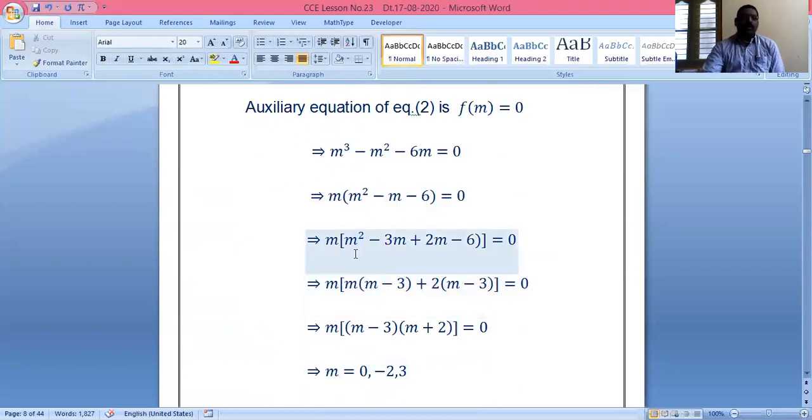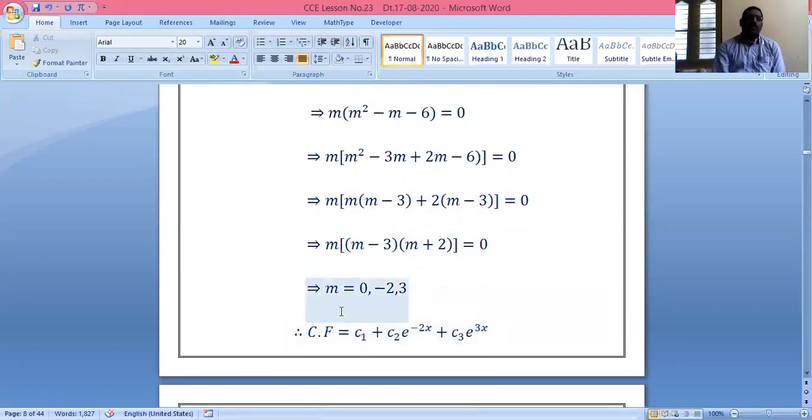By taking m common from the first two terms, we get m into (m minus 3), plus taking 2 common from the last two terms, we get 2 into (m minus 3). Therefore, taking m minus 3 common, we get m into (m minus 3) into (m plus 2) is equal to 0. Therefore, m is equal to 0, minus 2, 3. These are three distinct real roots. Therefore, CF is equal to C1 plus C2 into e power minus 2x plus C3 into e power 3x.